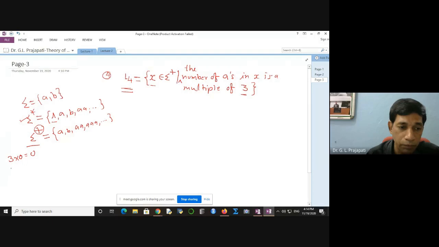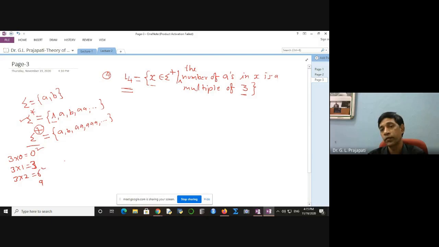3 into 0, 3 into 1, or 3 into 2 means 6. So this is the multiple of 3. So a must be either 0 number, or you must have 3 times, or you must have 6 number of a's, or you must have the next multiple 9, and so on. So if a is there, then you have to ensure that the number of a's in x is a multiple of 3. This you need to ensure.